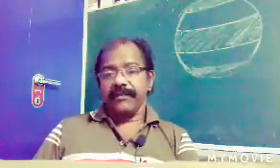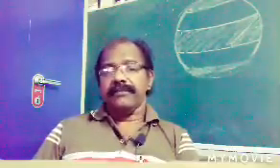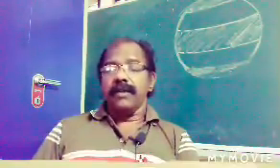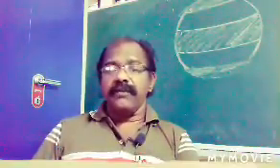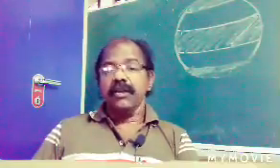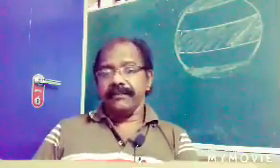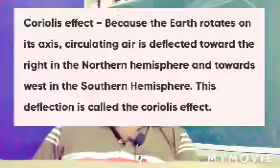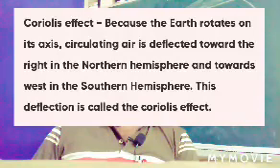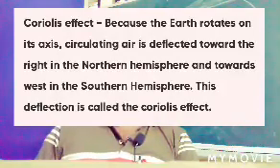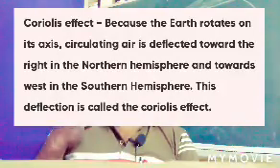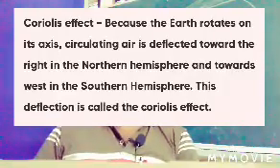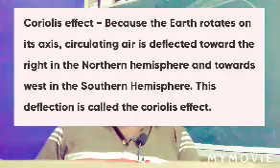So the effect of the rotation of the earth on the wind is usually called a Coriolis effect. What is it called? Coriolis effect. It is because of the Coriolis effect that the wind changes its direction towards the east or west. Okay? Remember that.